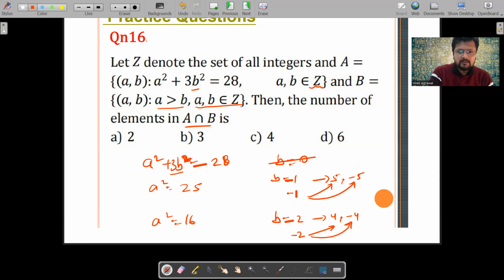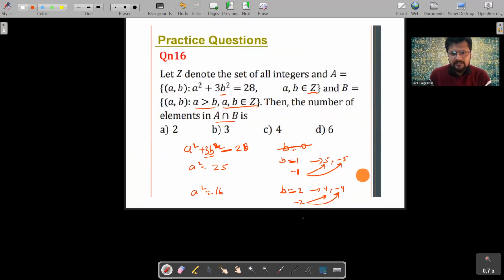Now let's put b equals 3. 3 square is 9, 9 times 3 is 27. If I subtract from 28, I'll be getting 1 and minus 1. Similarly, if I put minus 3, I'll be getting 1 and minus 1. Now, can I put b equals 4? 4 square is 16, 16 times 3 is 48. So 28 minus 48 will be a negative value, and that will not be valid. So till now, how many pairs have I got? 12 pairs.